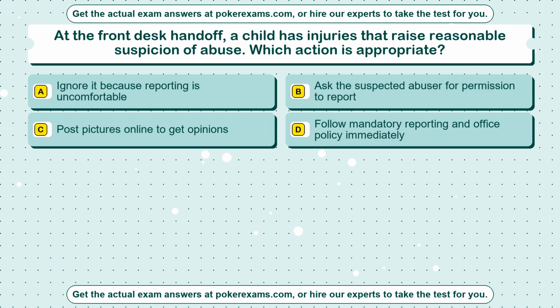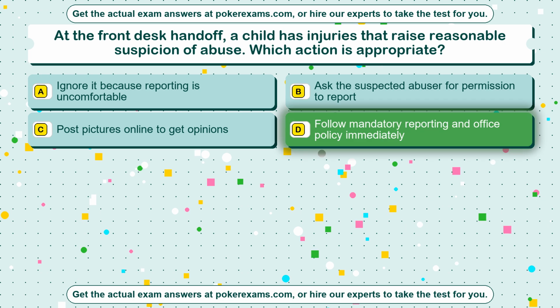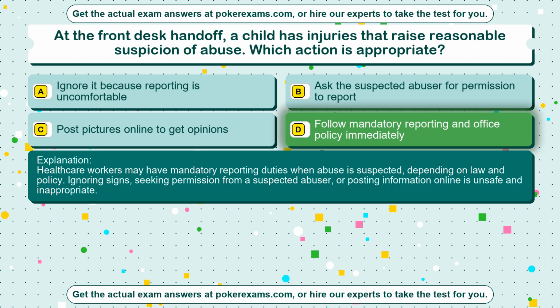Question 63. At the front desk handoff, a child has injuries that raise reasonable suspicion of abuse. Which action is appropriate? Option A, ignore it because reporting is uncomfortable. Option B, ask the suspected abuser for permission to report. Option C, post pictures online to get opinions. Option D, follow mandatory reporting and office policy immediately. The correct answer is option D, follow mandatory reporting and office policy immediately. Healthcare workers may have mandatory reporting duties when abuse is suspected, depending on law and policy. Ignoring signs, seeking permission from a suspected abuser, or posting information online is unsafe and inappropriate.